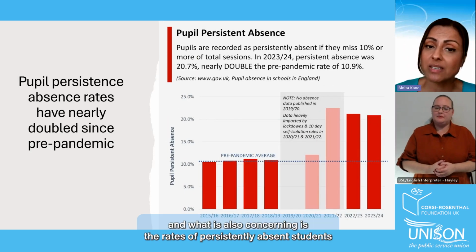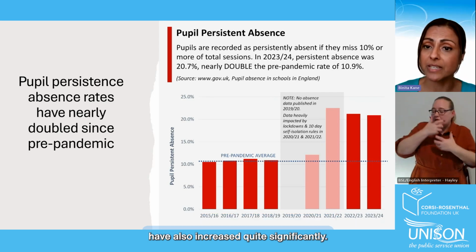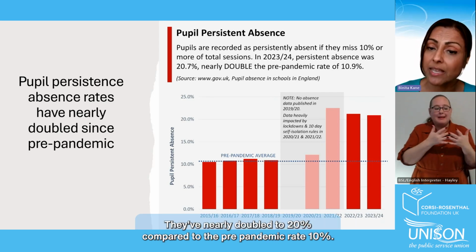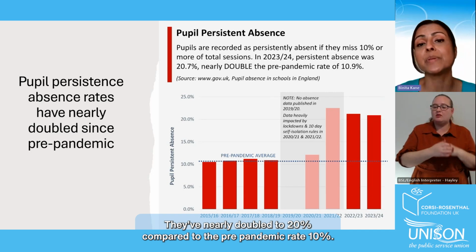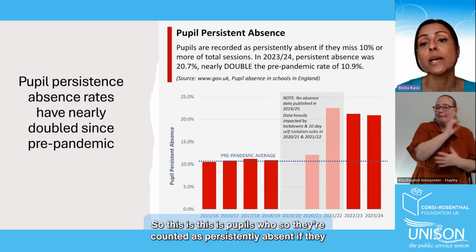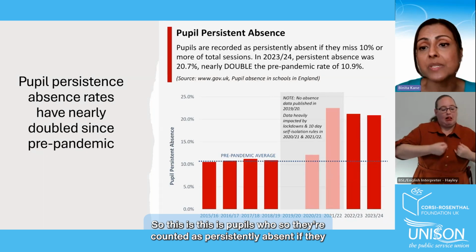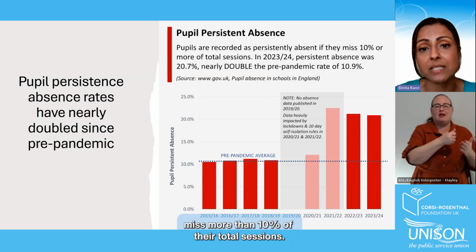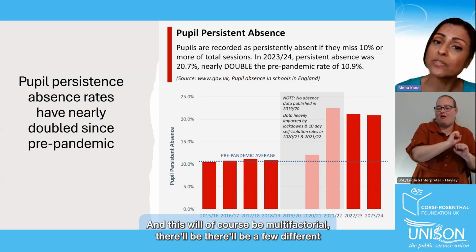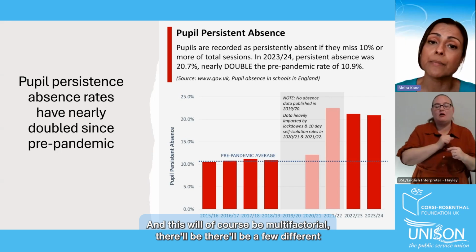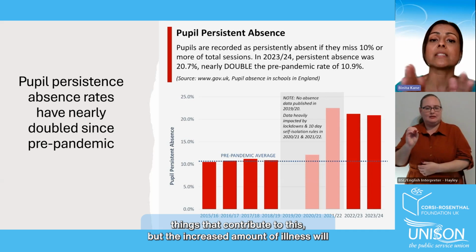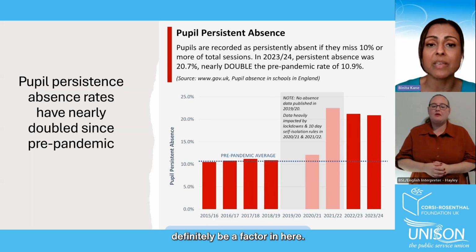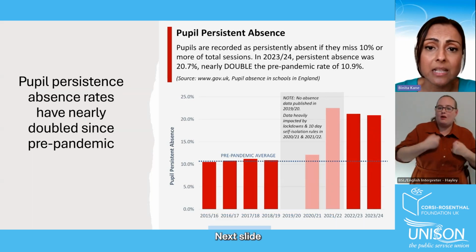And what is also concerning is the rates of persistently absent students have also increased quite significantly. They've nearly doubled to 20% compared to the pre-pandemic rate of 10%. So this is pupils who are counted as persistently absent if they miss more than 10% of their total sessions. And this will, of course, be multifactorial. There'll be a few different things that contribute to this, but the increased amount of illness will definitely be a factor in here.